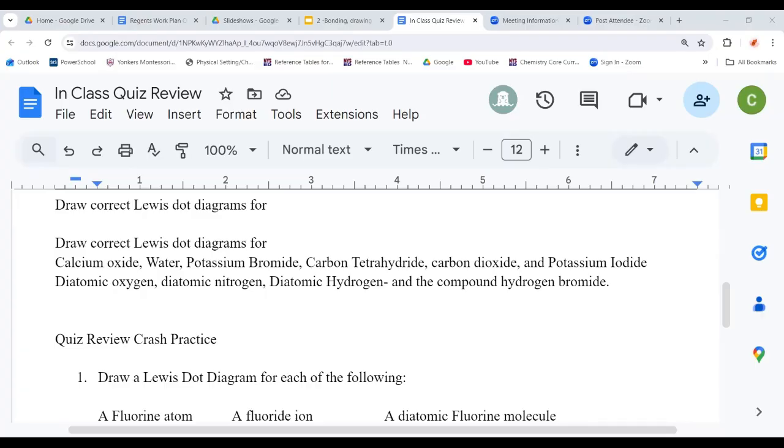Remember, hydrogen is happy to not have 8. He's too little to hold on to 8, so he'll just use 2. 2 makes him happy, right? So that's what it looks like.